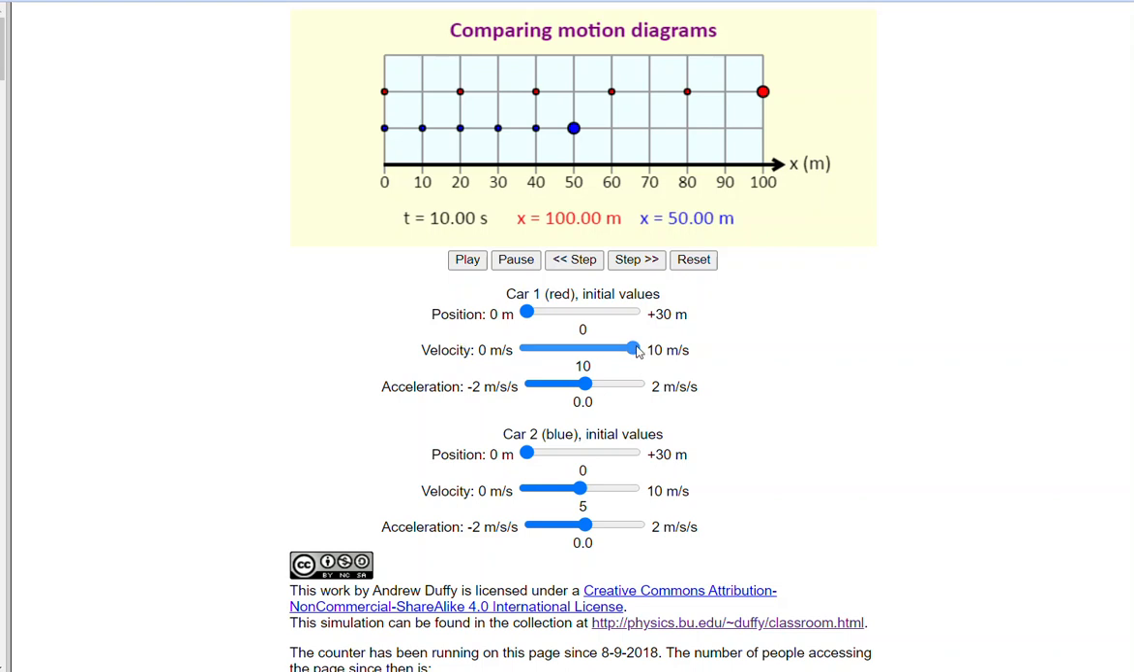All right, so let's talk about what would happen if now they are accelerating from rest. Let's just have one travel at 5 meters per second, okay? The other one is going to have a speed up of 2 meters per second every second. So the red car is going to travel at a constant 5 meters per second, but the blue car is going to speed up by 2 meters per second every second.